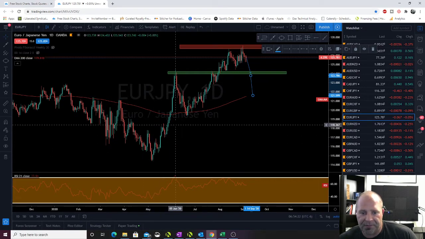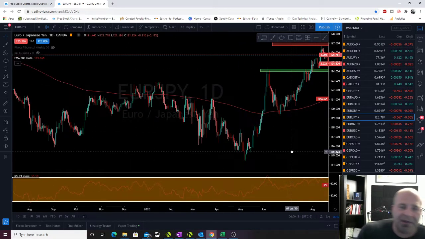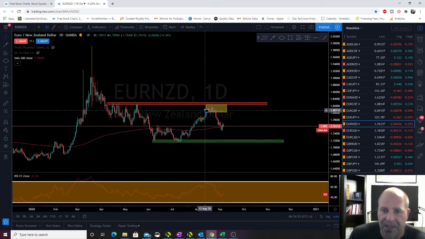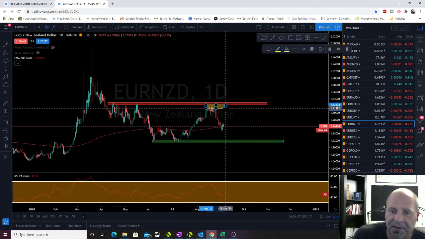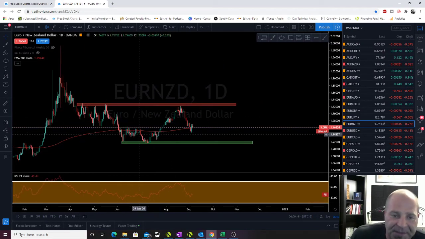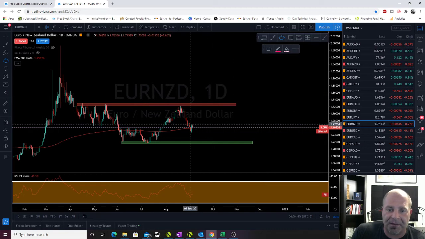pre-COVID. This is the COVID, no, pre-COVID's over here. So we've gone above pre-COVID levels. The JPY is just getting crushed, right? Because they're in a recession. They don't like using interest rates. So we're testing the 200 EMA on Euro NZD.